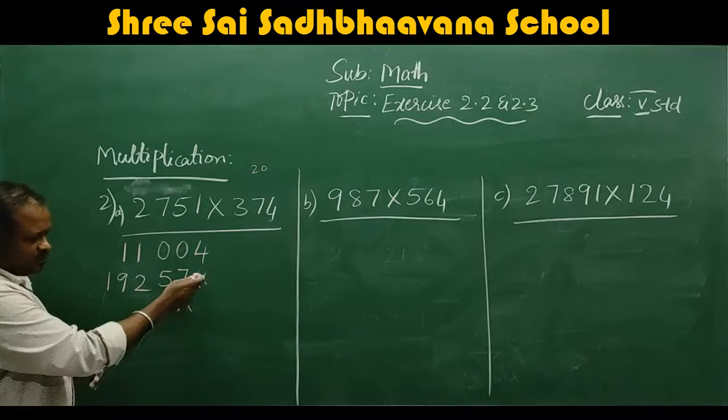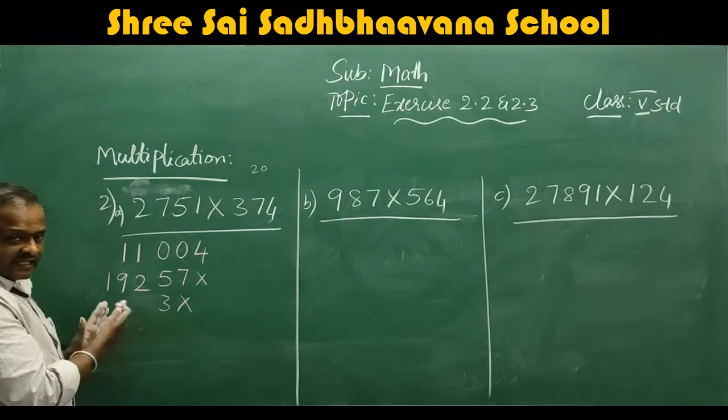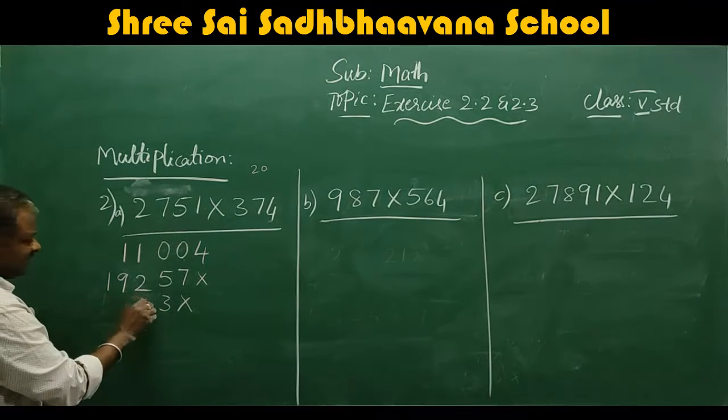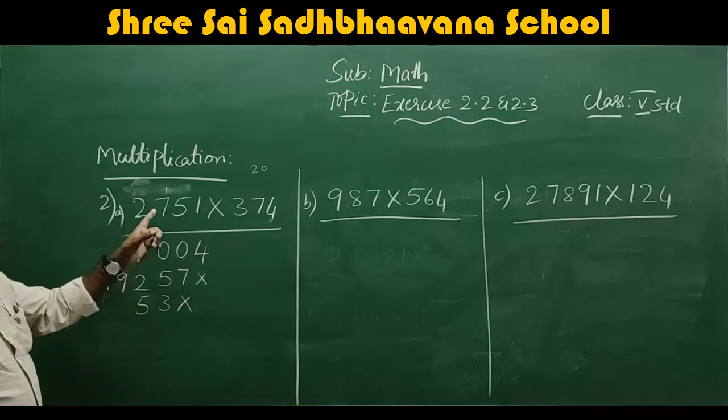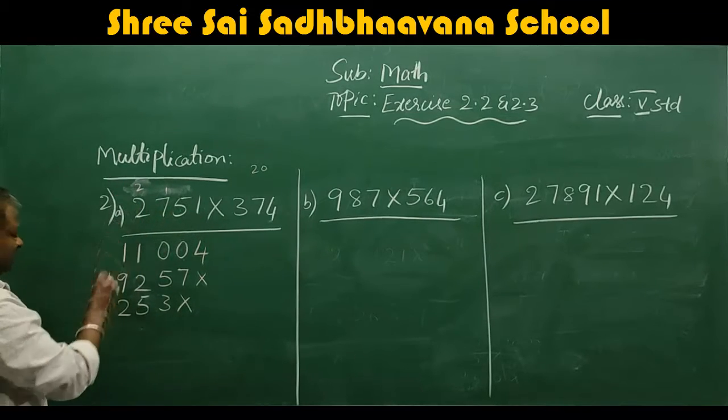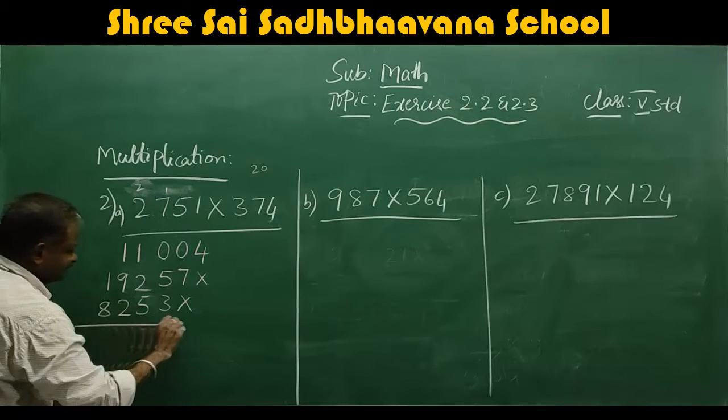You know very well how to put these, that means we are taking the carry to the next digit. 3 ones are 3. 3 fives are 15, carry 1. 3 sevens are 21 plus 1, 22, carry 2. 3 twos are 6 plus 2, 8.